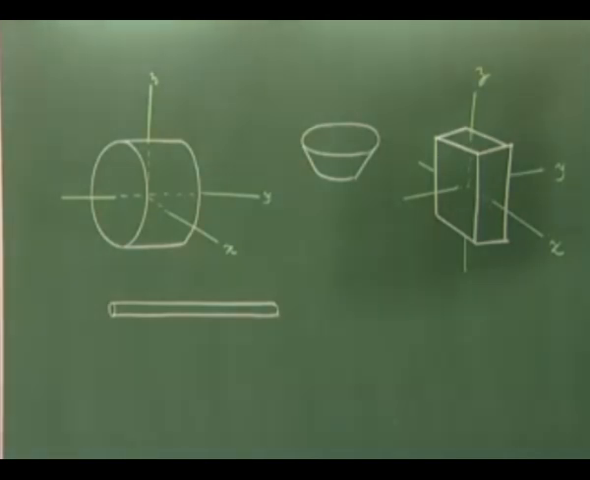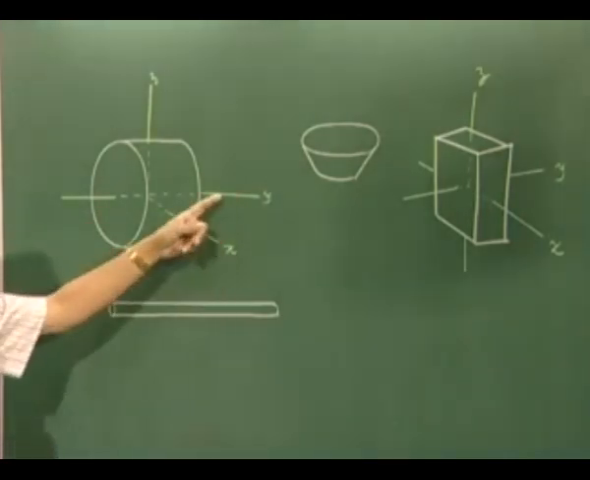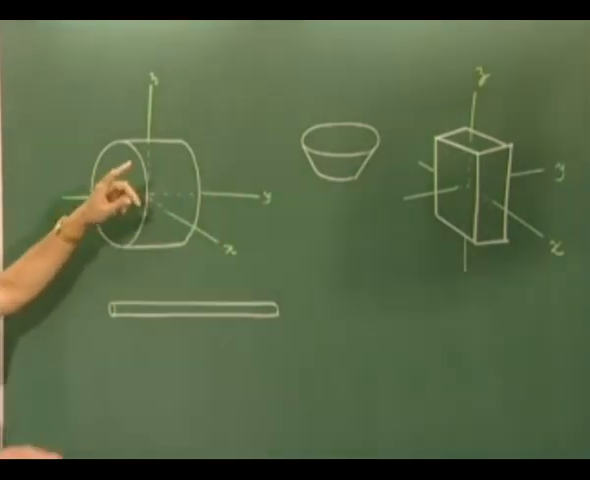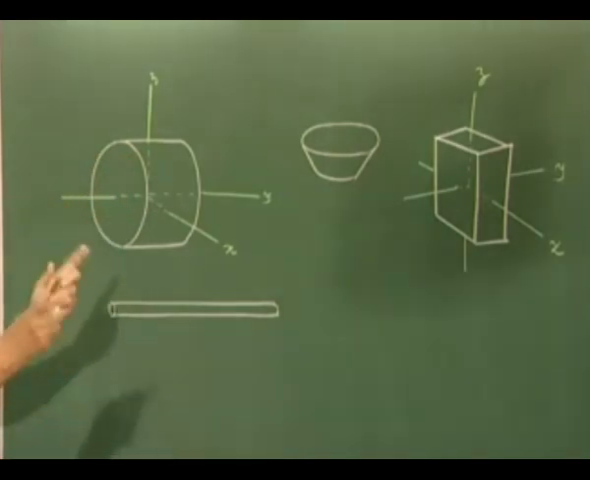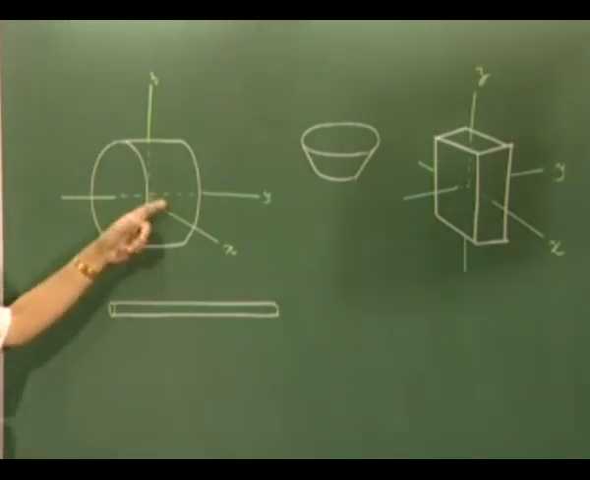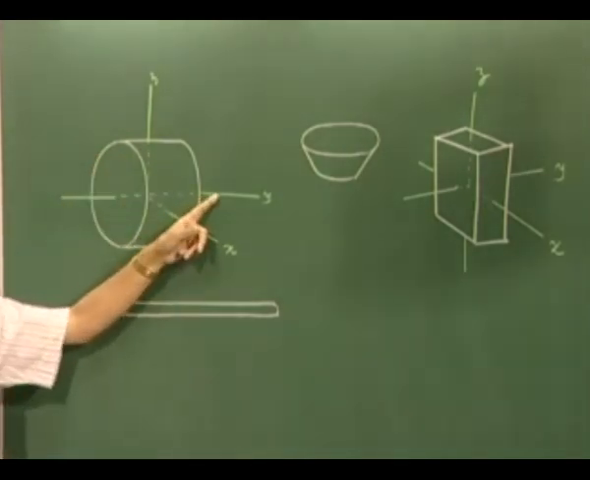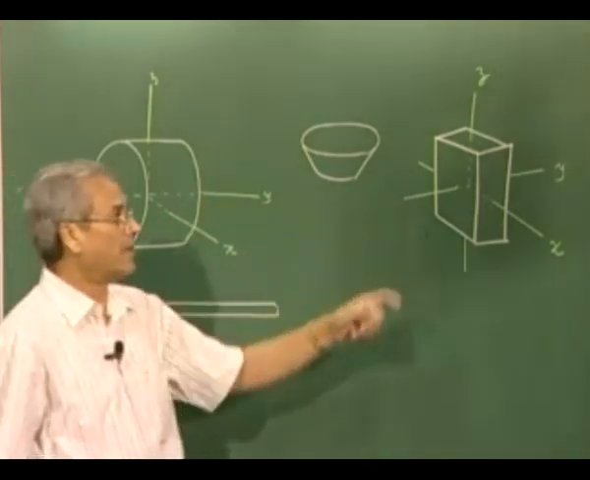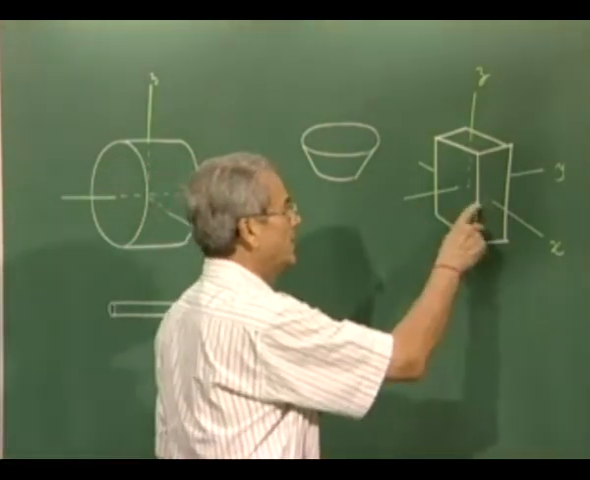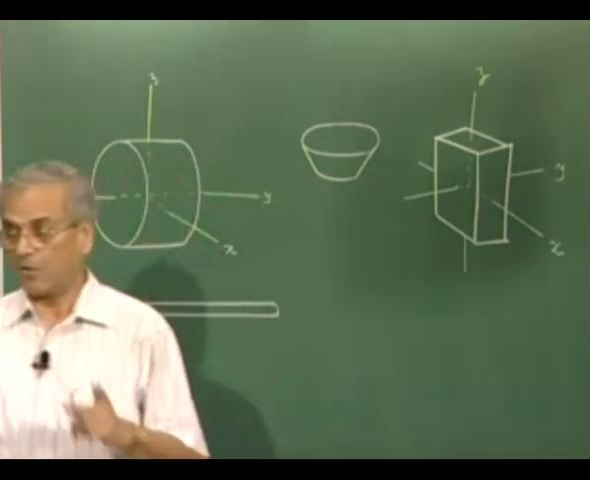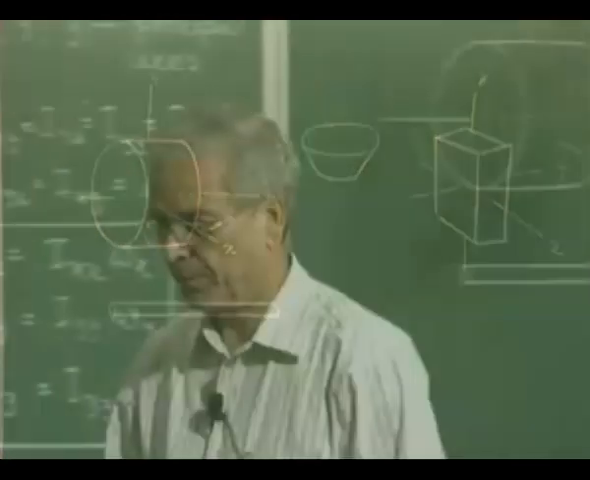The difference between this and this is that here only the y direction is fixed. X and z can be any two mutually perpendicular directions, where both x and z are at right angles to y. In this case that is not so. There the directions of x, y, z are all uniquely determined.